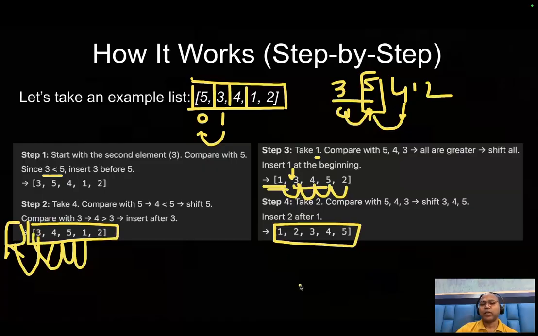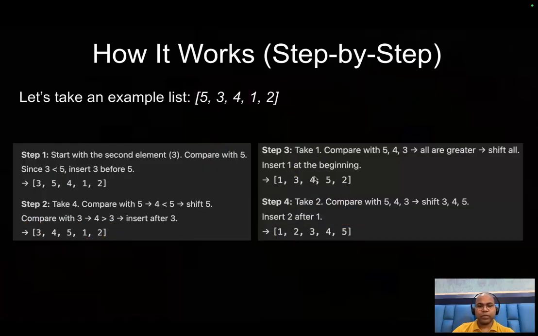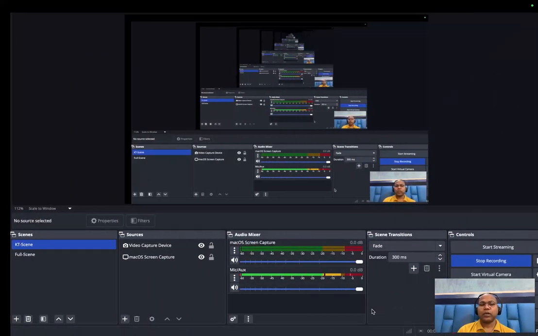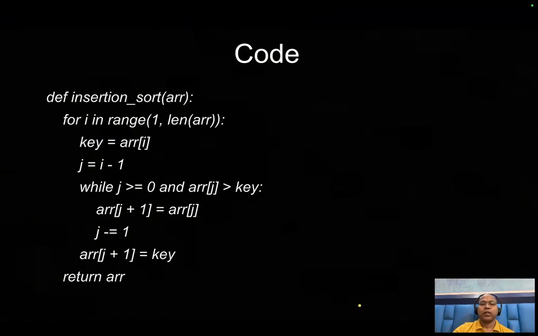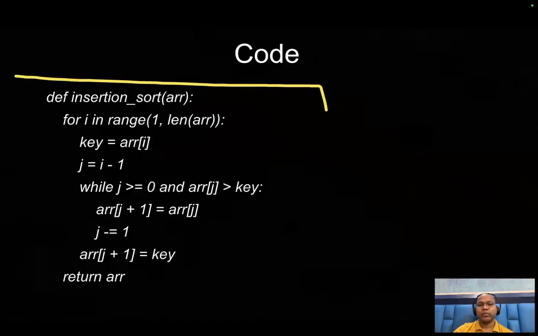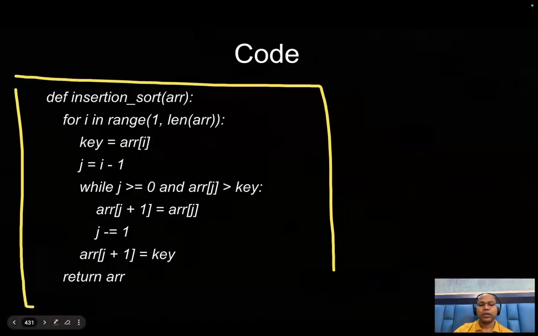So during implementation, you pick up one element at a time, go back and check whether it is the smallest or not. If it is smaller, then swap the value, right? So let's understand the code. Let's write the code first.